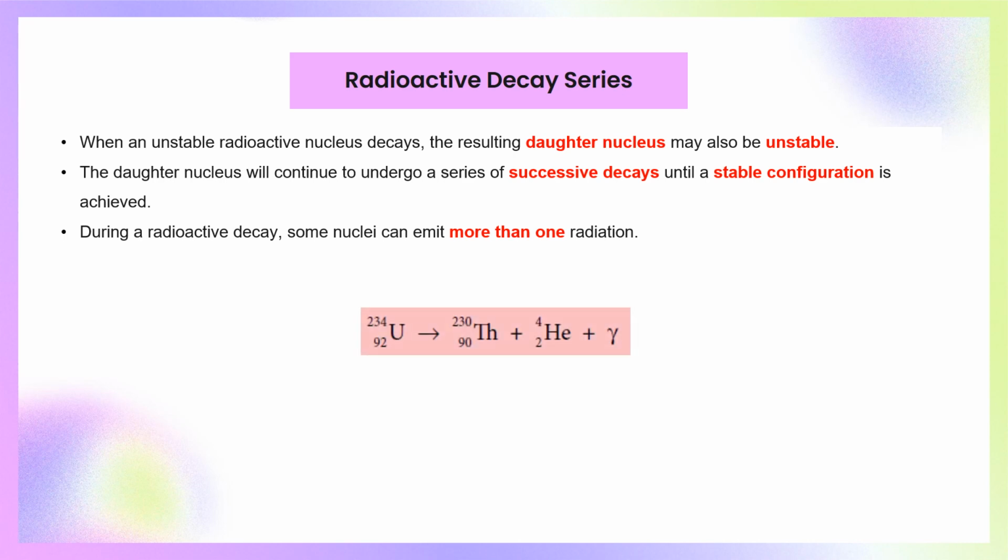Let's look at an example of a decay equation. Uranium undergoes the decay process and produces thorium, helium, which is an alpha particle, and also gamma. So this is an example of a radioactive decay series, where you can see here there are two types of radiation, which are the alpha particle and the gamma ray.